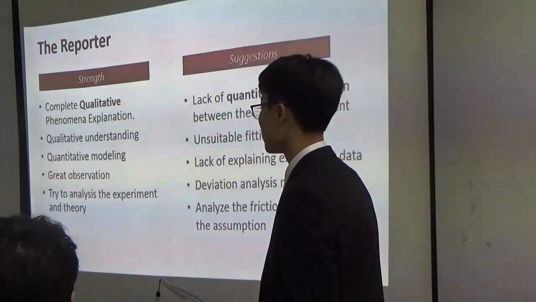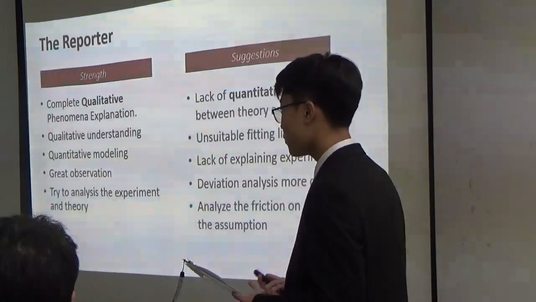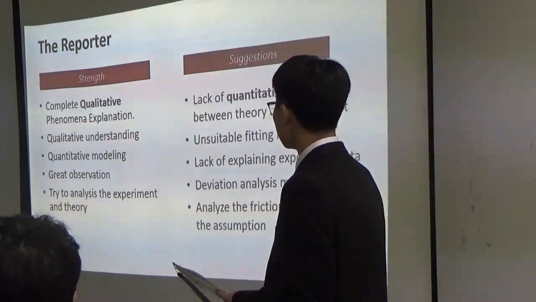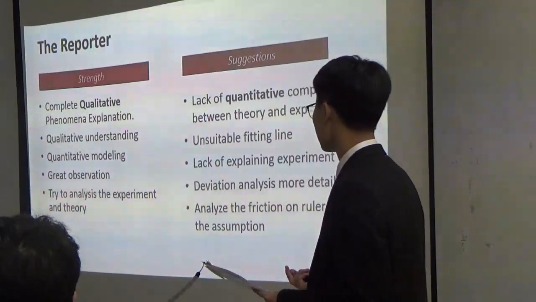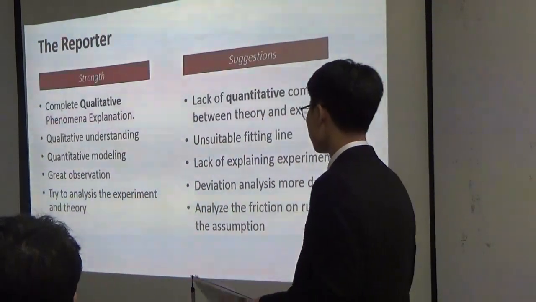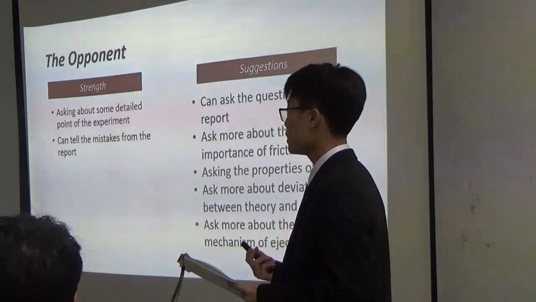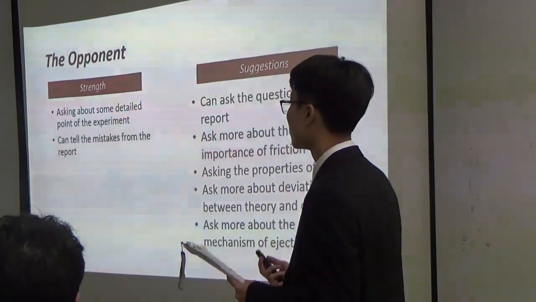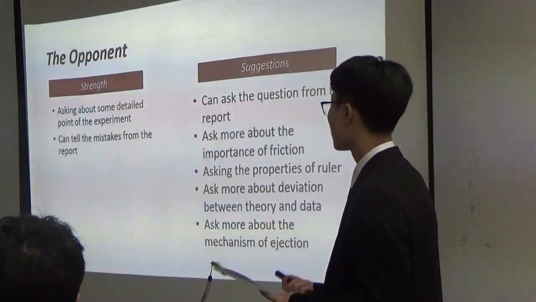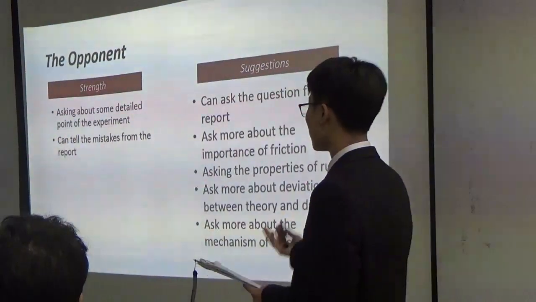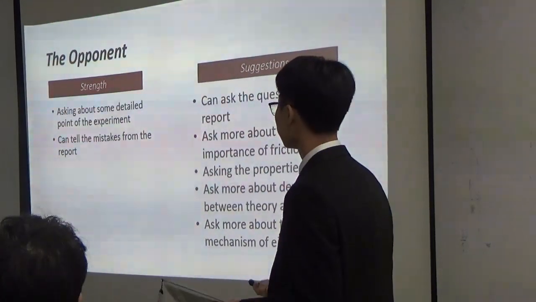My suggestion is that he can show his experiment video to see how fast the ball is ejected. About the unsuitable fitting line, he could maybe do more fitting, and there is a lack of explanation about the experiment data. The strength of the opponent is that he explains some detailed points of the experiment and also can tell the mistakes in the report. My suggestion is that he can ask questions about the report and also ask more about the theory in the report. And also he can ask more about deviation between theory and data.